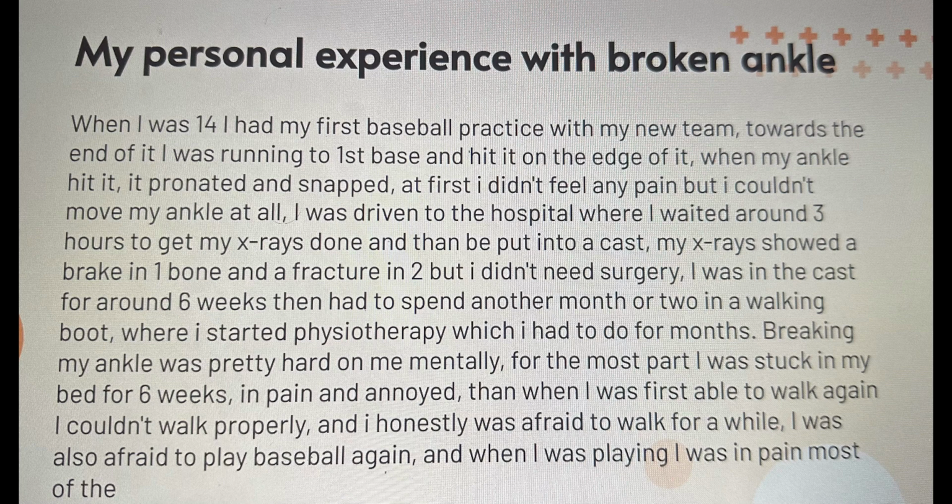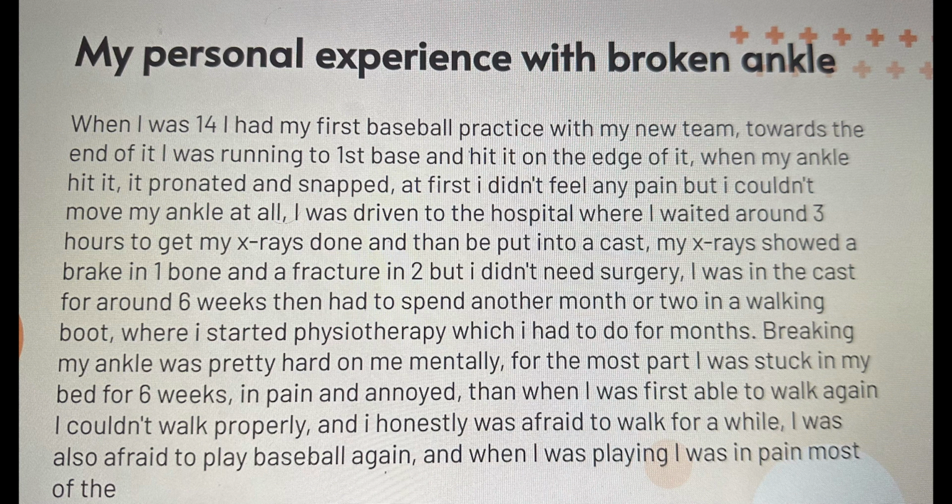Then this is my personal experience of a broken ankle. So when I was 14, I had my first baseball practice with my new team. Towards the end of it, I was running to first base and I stepped on the edge of the base. And when my ankle hit it, it pronated and snapped. At first, I didn't feel any pain, but I couldn't move my ankle at all. I was then driven to the hospital. I waited around 3 hours to get my x-rays done and then be put into my cast.